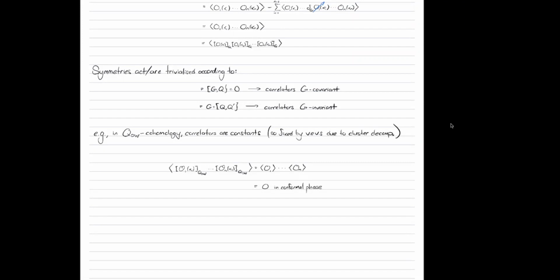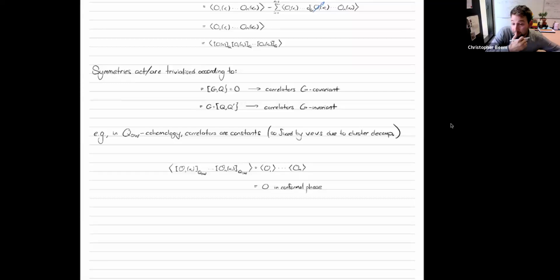Okay, yeah, that's what I was looking for, whether there are subtleties to what seemed like a quick argument. Of course, on the Higgs branch, Coulomb branch operator vevs also vanish. So that doesn't actually give you non-zero correlators.